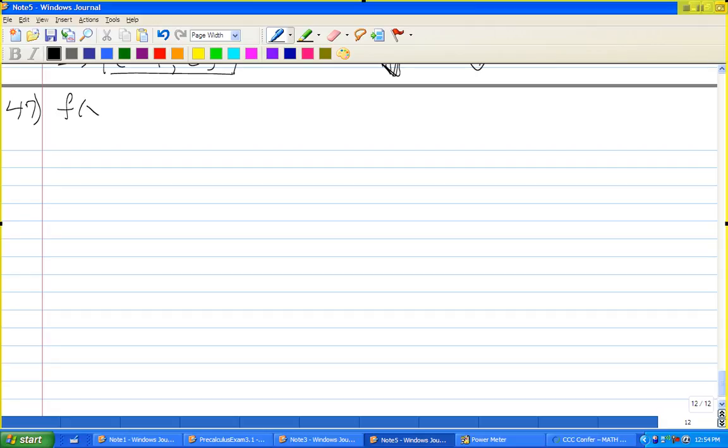F of x equals 1 plus log base 3 of x. Okay. So the vertical asymptote is just x equals 0.